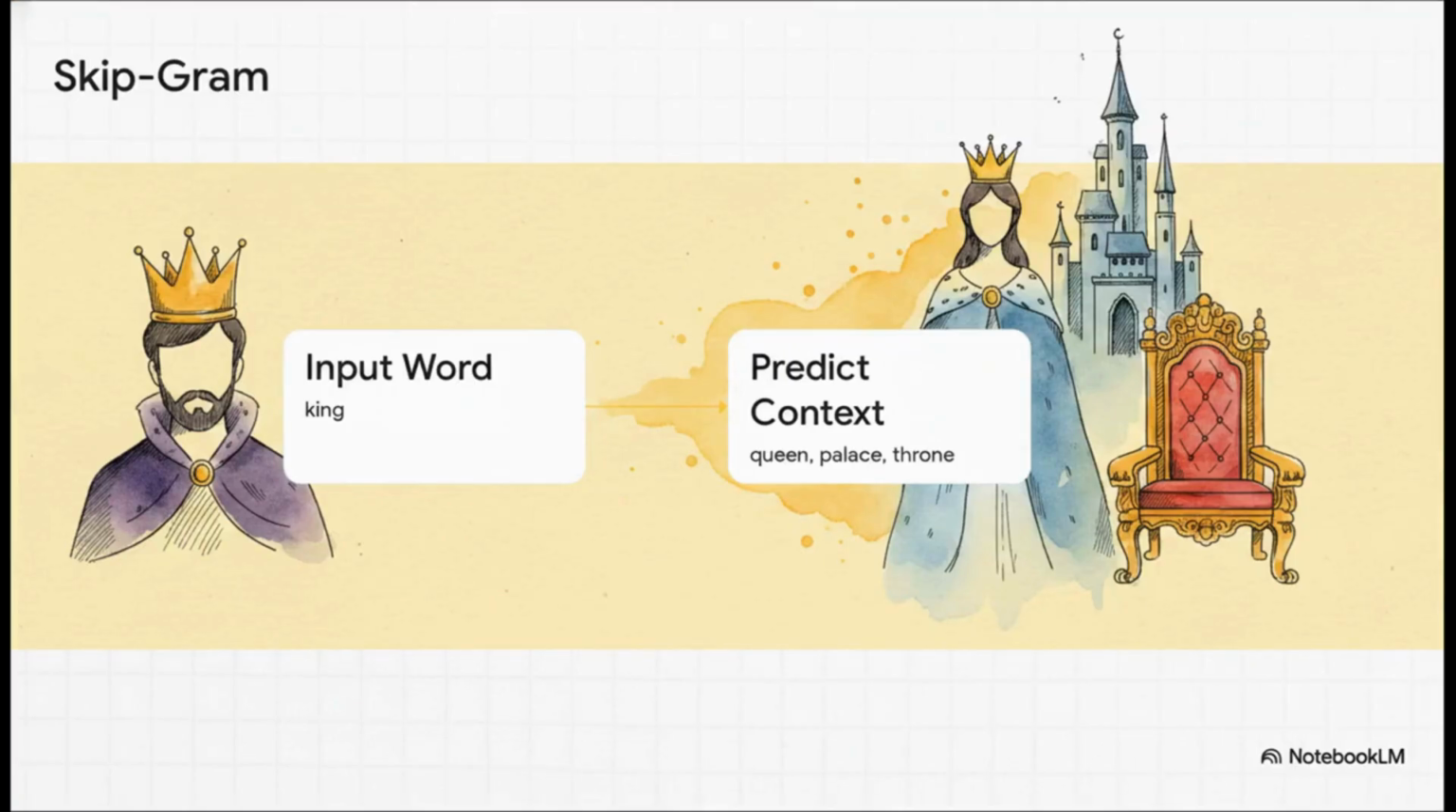But word2vec also has a second method called skipgram, which does the exact reverse. Here, you give it a single target word, like king, and the model has to predict the entire surrounding neighborhood of words like queen, palace, and throne. After millions of these predictions, similar words are mathematically forced closer together in that vector space.